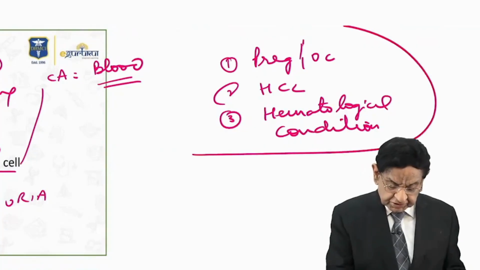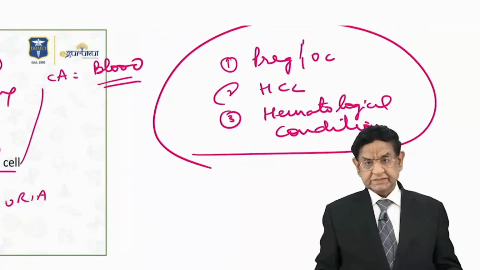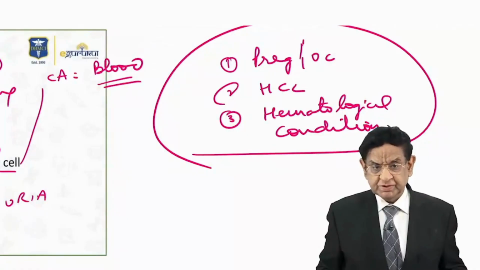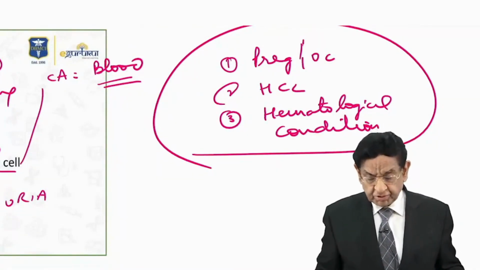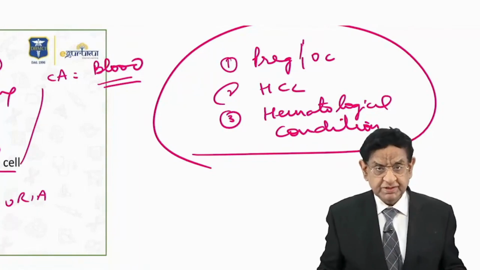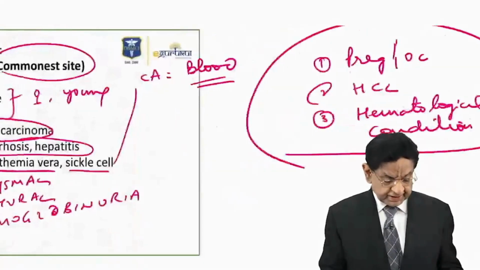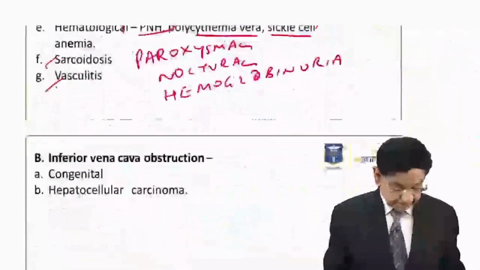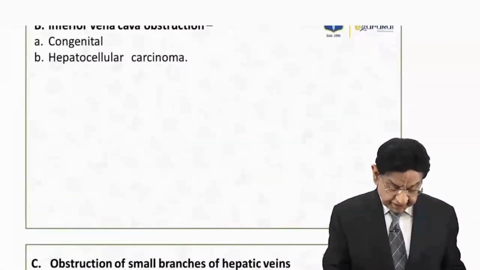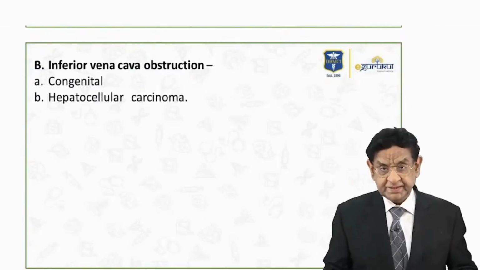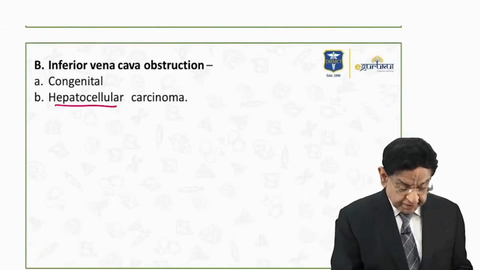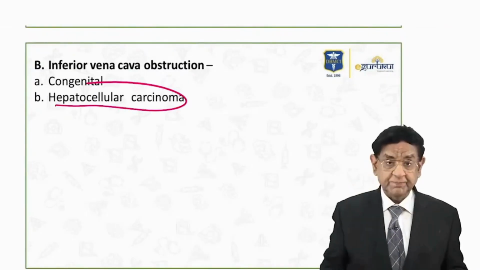So they are the three summarized causes, maybe pregnancy. Number two is hepatocellular carcinoma. Third is the hematological conditions you have to look for, right? So nice summary of the entire table given to you. Then inferior vena cava obstruction. This can be congenital or again hepatocellular carcinoma.